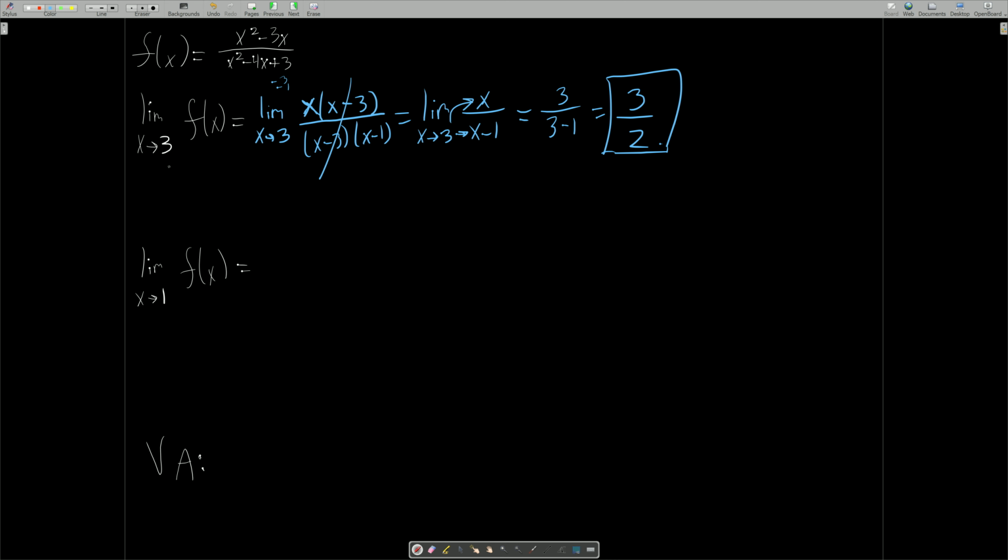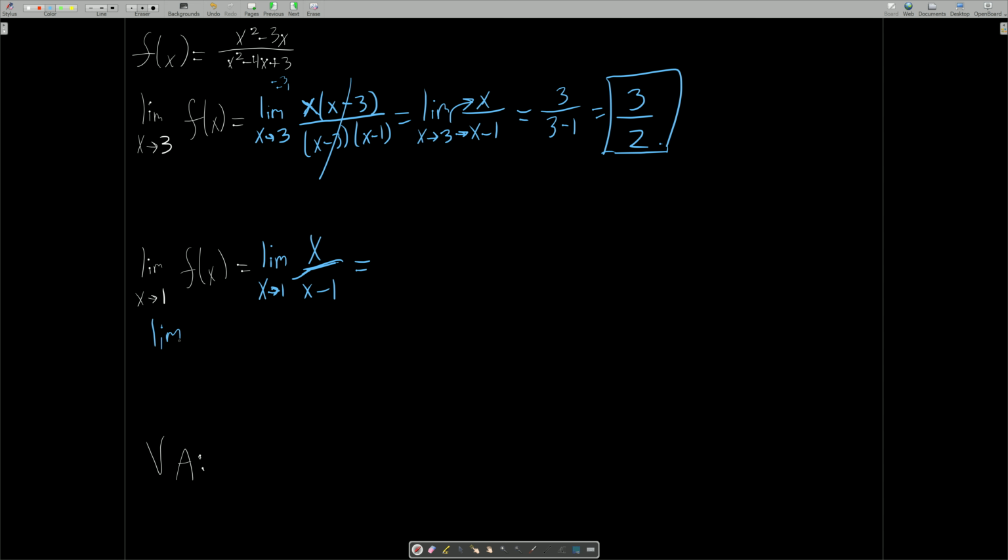So x equals 3 is just another hole in the function we have here. Now let's evaluate the limit of f of x as x approaches 1. We already factored it out here, so we're just going to bring this down. Limit as x approaches 1 of x over x minus 1. Notice if you plug in 1, you're going to get 1 over 0. So that's another infinite limit.